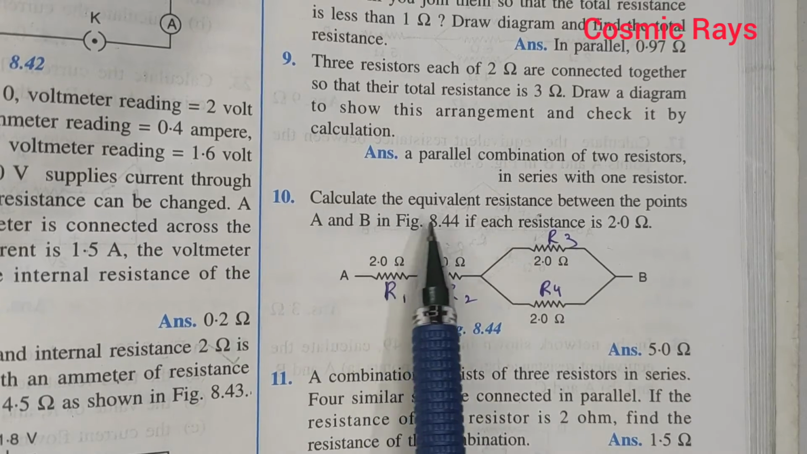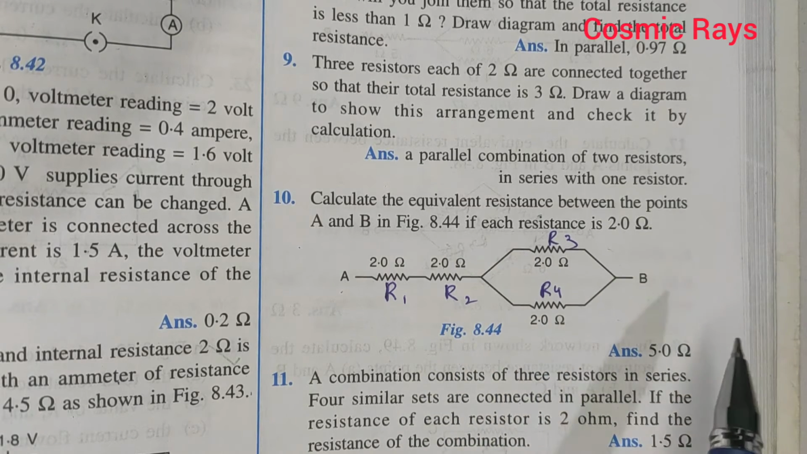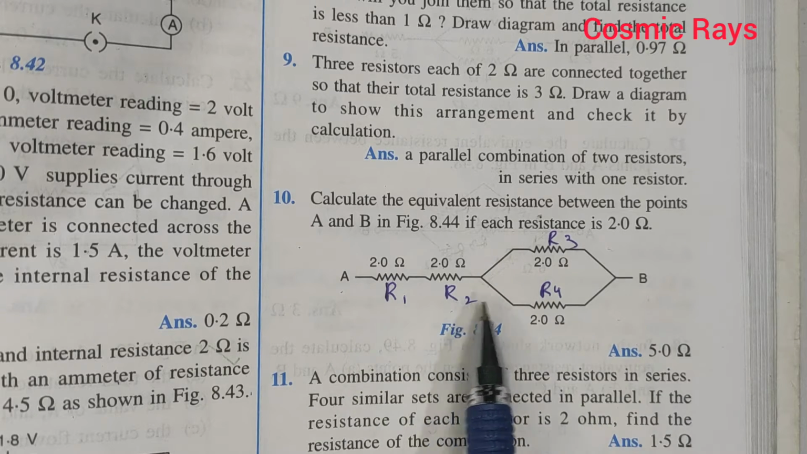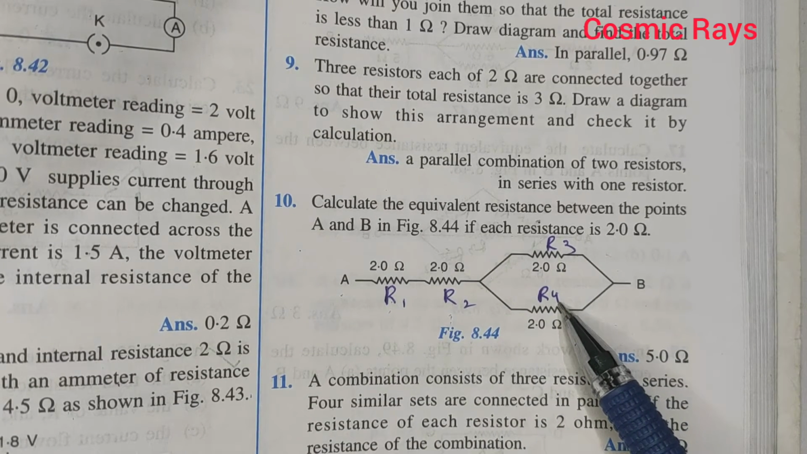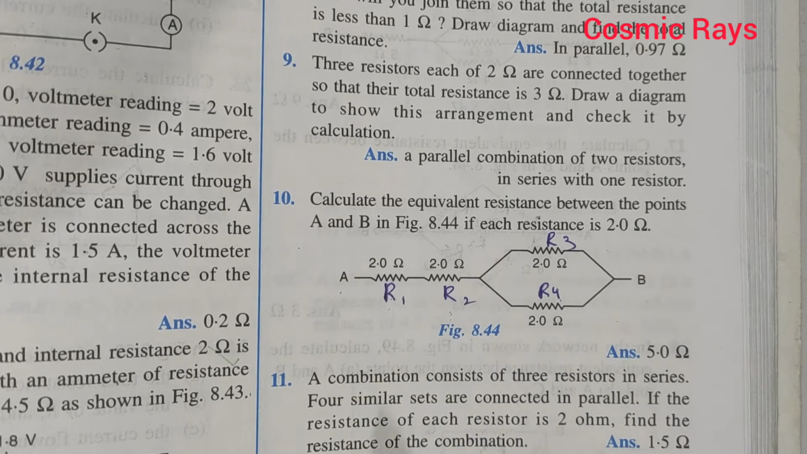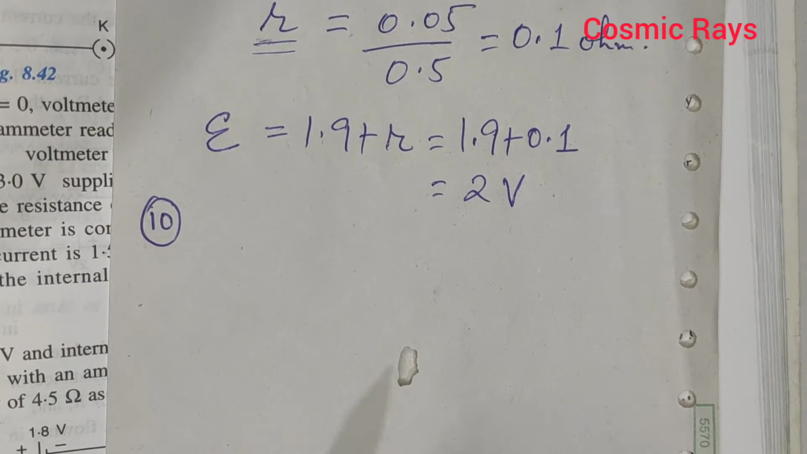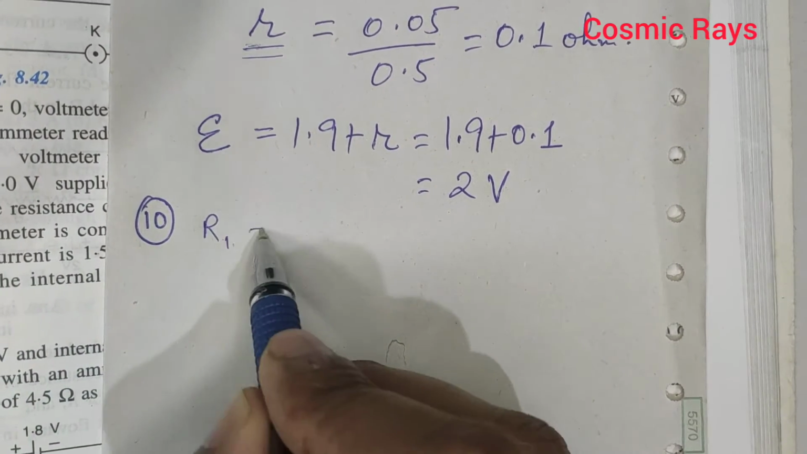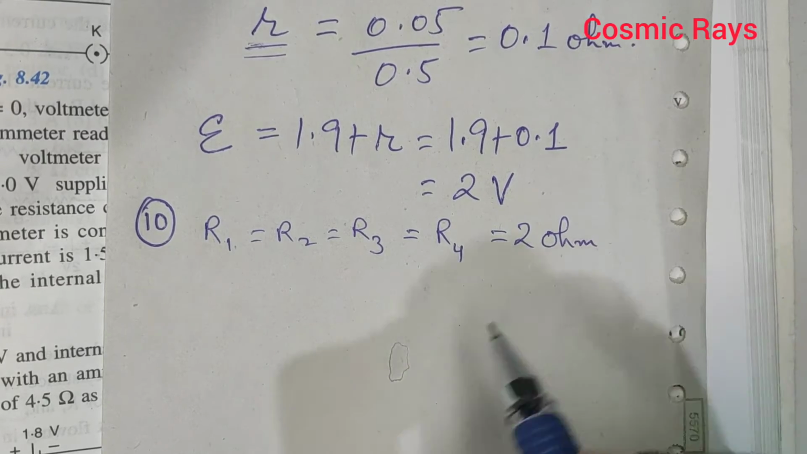Number 10 says, calculate the equivalent resistance between the points A and B in the given figure if each resistance is 2.0 ohms. So we have named it here R1, R2, R3 and R4. So here it's given that R1, R2, R3 and R4, they are all 2 ohms. Now we see that these two resistances R1 and R2, they are in series. Then R3 and R4, they are in parallel, and the combination of these two will again be in series with R1 and R2. So here we will have to apply series and parallel combinations of resistances. R1 is equal to R2 is equal to R3 is equal to R4, that is equal to 2 ohms, which is given.